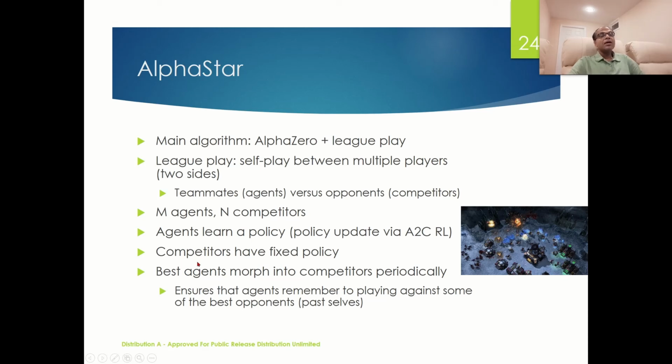And how are these competitors spawned, or how are these competitors built? Basically from time to time, the best agents that are playing the game while doing the reinforcement learning are frozen. They morph into the competitor, into the opponent side. And basically this ensures that if you're playing with an opponent which you yourself were a few steps ago, which is basically one of your ghost opponents, one of your ghost selves from the past, you are as good as that opponent if you learn to play against that opponent. So it ensures that agents remember to play against some of the best opponents, their past selves.